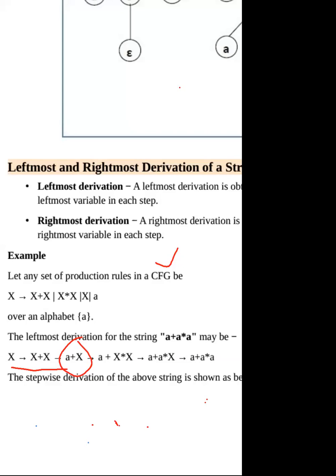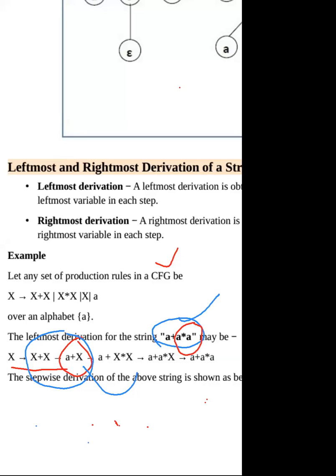So up to the second step, we thought about which derivation is to be applied. But from this step, don't think, because we have only one non-terminal. Now look at your string. We are going to derive this string, a plus a into a. We got a already, we got plus already. Now we need a into a.